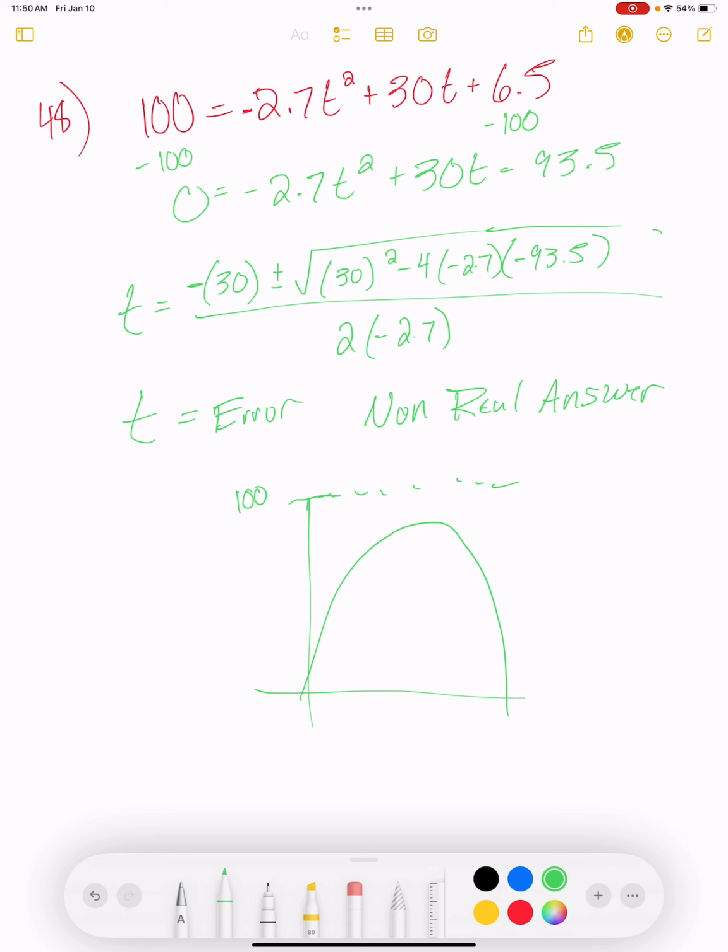I can't say how much time goes by before this ball becomes 100 feet off the ground. If it never came 100 feet off the ground, there wouldn't be an answer, or the answer wouldn't be real.